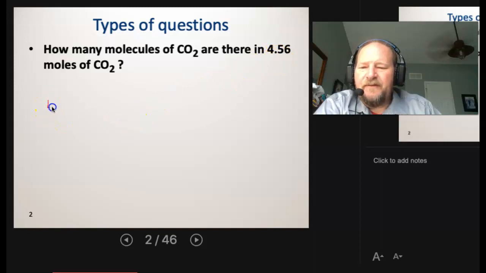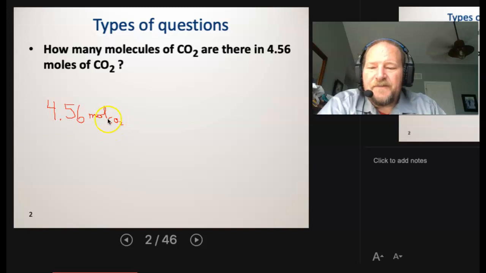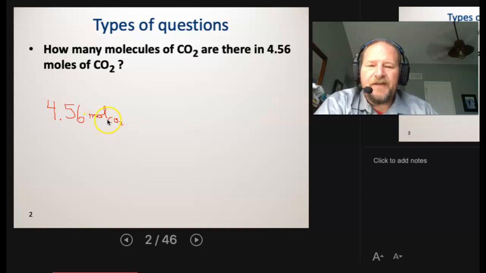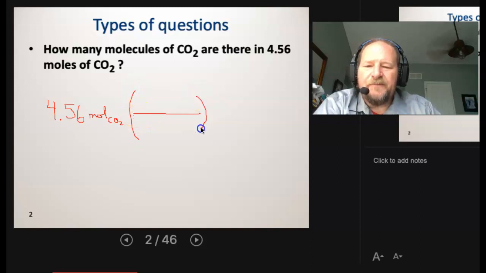So we're going to start with 4.56 moles CO2. And so I've subscripted the CO2 here for the moles. I do that simply because when we move to harder questions, there might be several different compounds in there. And so you kind of want to keep track by saying, not only do I have moles, but I have moles of CO2. Now what I want to do is cancel out those moles of CO2.